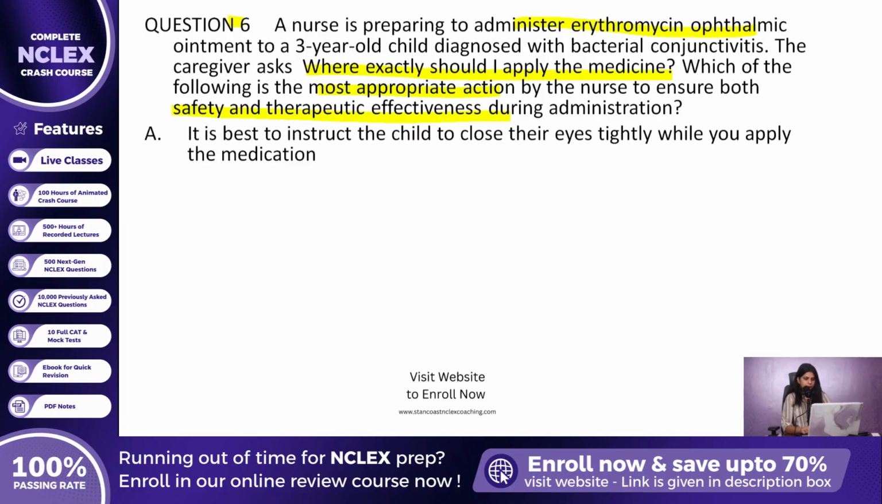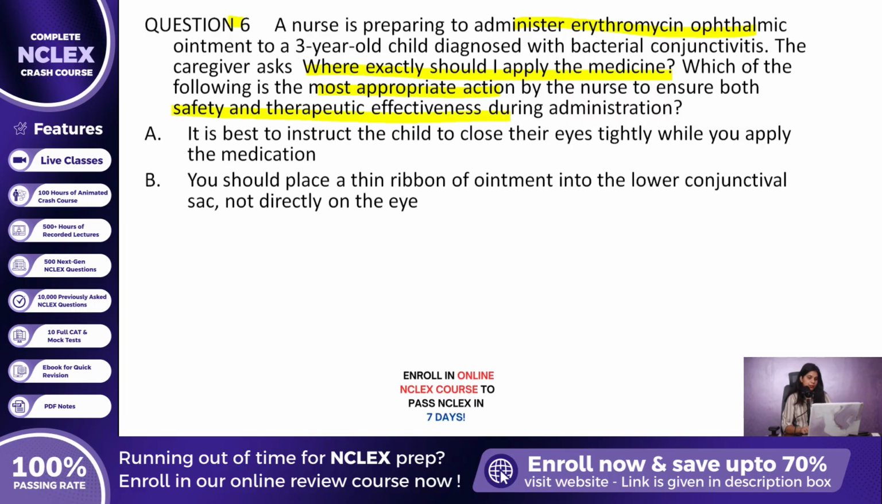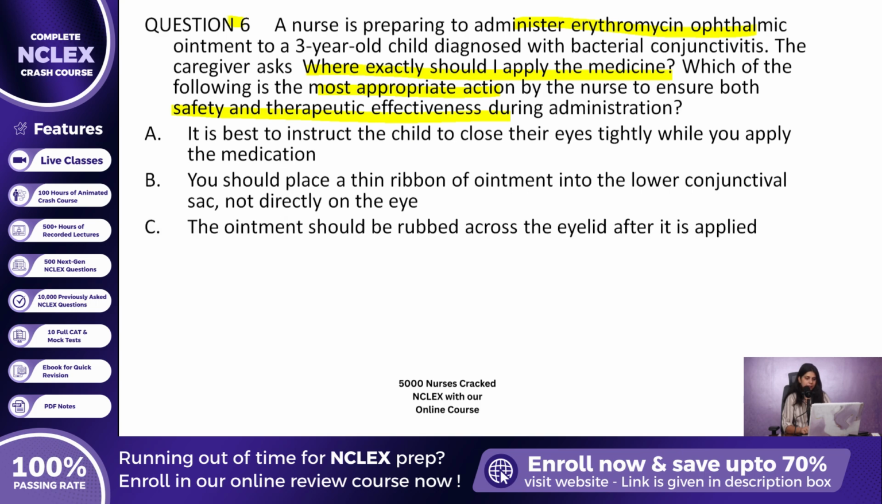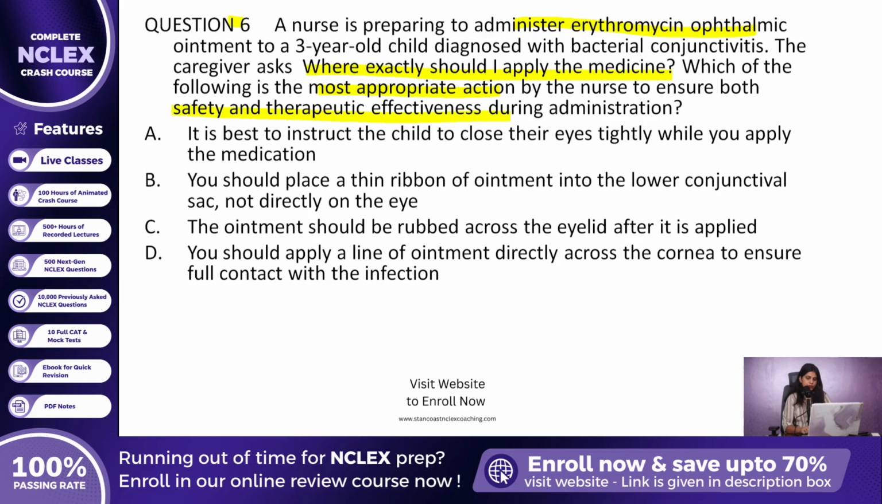Option A. It is best to instruct the child to close their eyes tightly while you apply the medication. Option B. You should place a thin ribbon of ointment into the lower conjunctival sac, not directly on the eye. Option C. The ointment should be rubbed across the eyelid after it is applied. Option D. You should apply a line of ointment directly across the cornea to ensure full contact with the infection. Now, highlighting the most correct and safest practice, the best answer is option B.